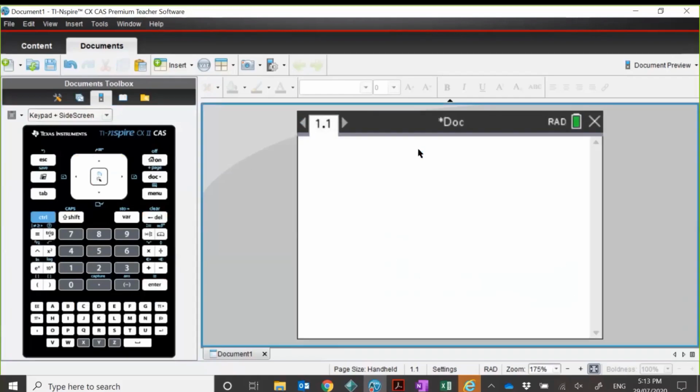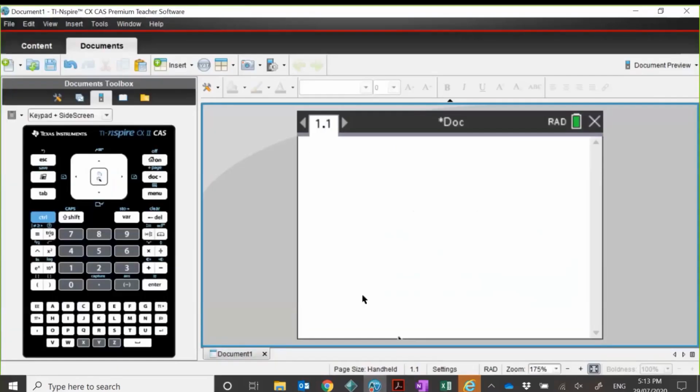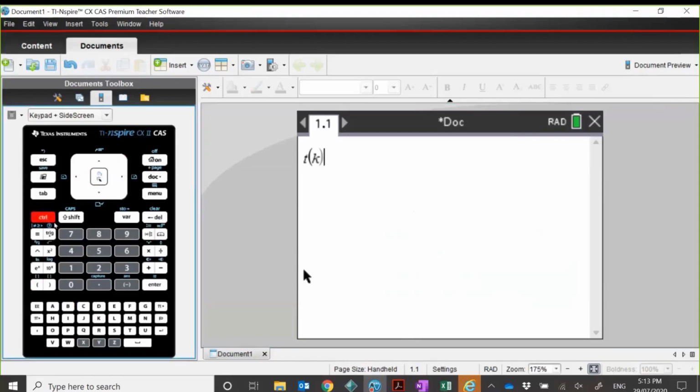The first thing we need to do is enter those 2 functions, and I'm literally going to type them in as you see them. So we've got T(K), so T bracket K. Now, instead of pressing equals, we're going to go defined to be equals. So control, and then in blue, close to the number 9, you've got a colon and an equals. That is the defined function.